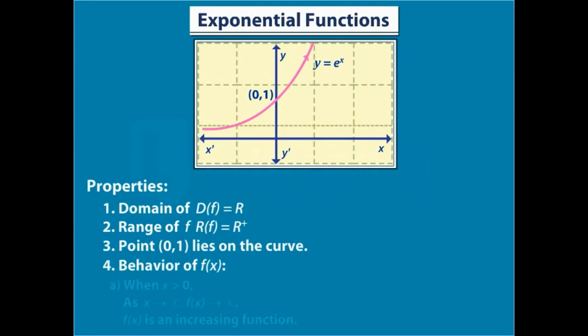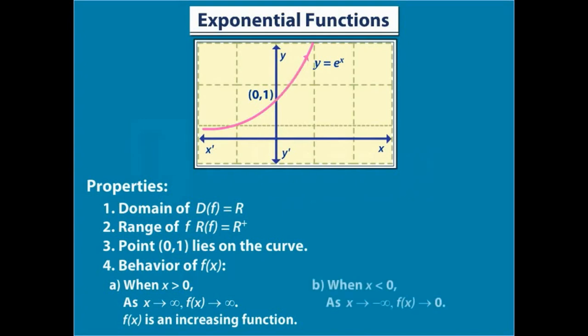Case 1. When x is greater than 0, as x tends towards infinity, f of x tends towards infinity. f of x is an increasing function. Case 2, when x is less than 0, as x tends towards minus infinity, f of x tends towards 0.